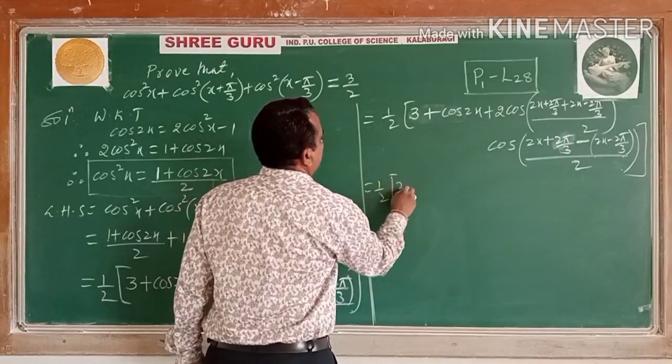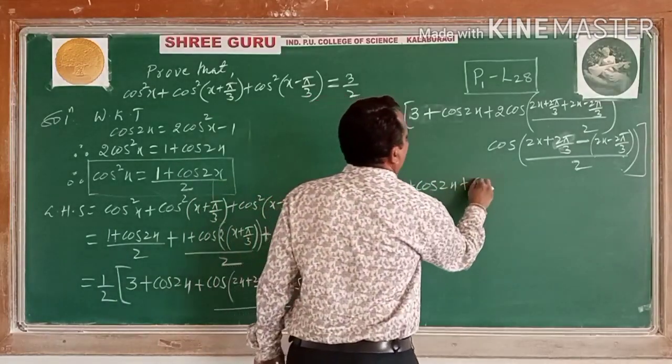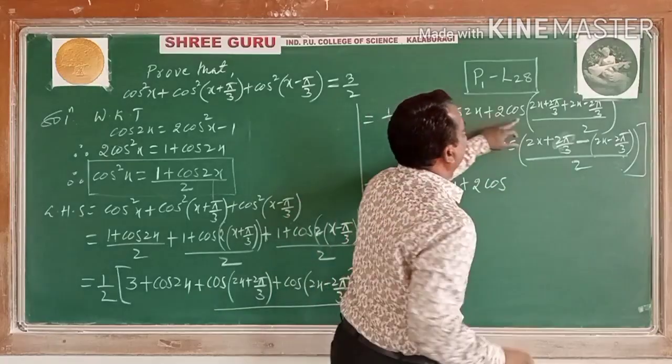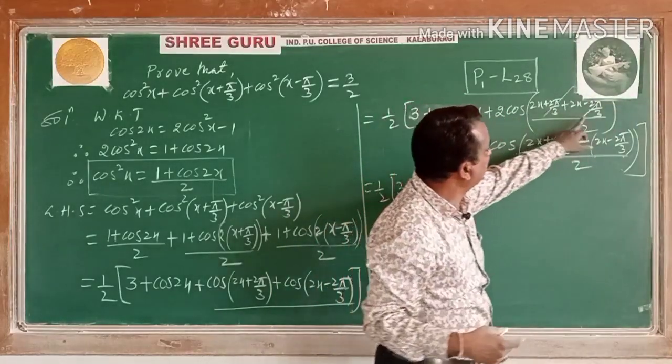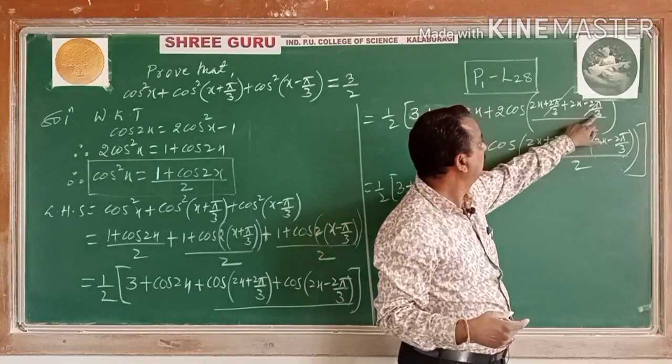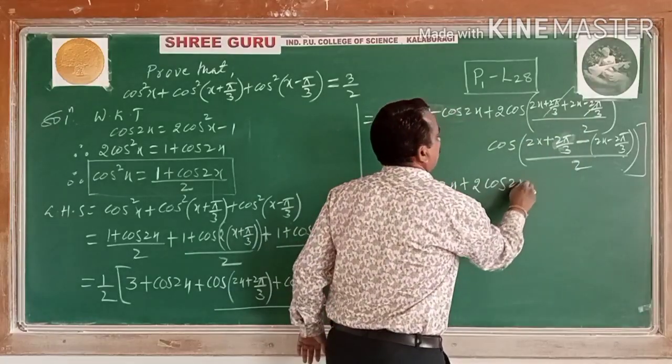1 by 2, 3 plus cos 2x plus 2 into cos of how much is it? Plus 2 pi by 3 minus 2 pi by 3 gets cancelled, students. 2x plus 2x, 4x. 4x by 2, 2x.